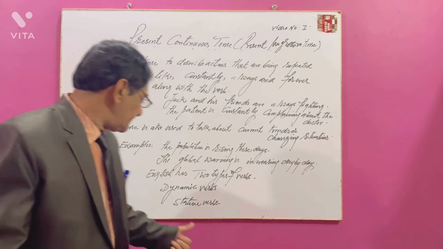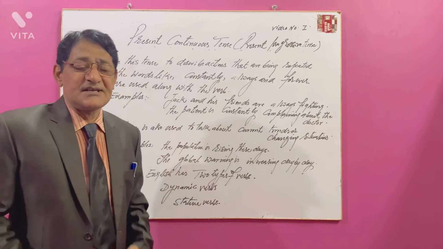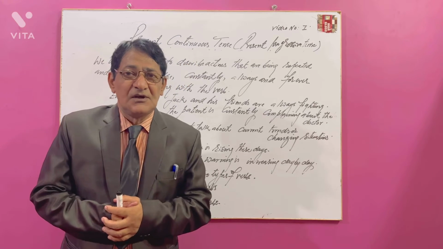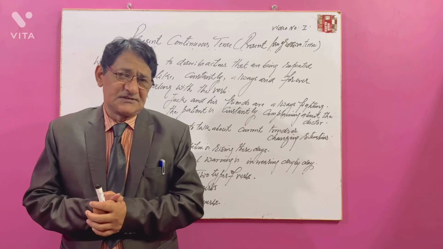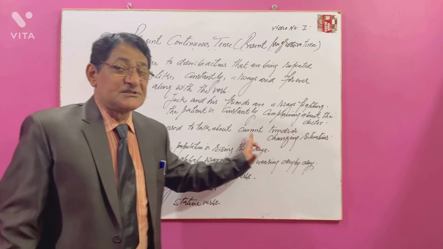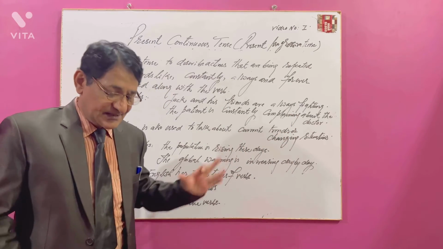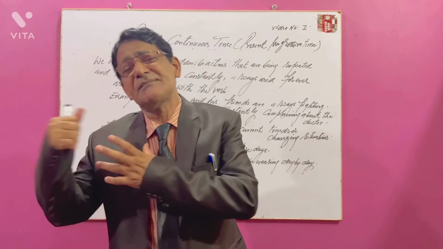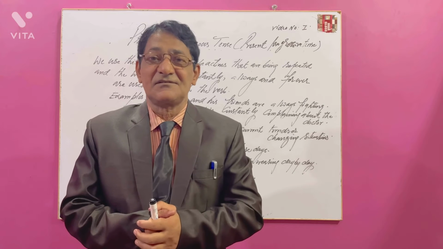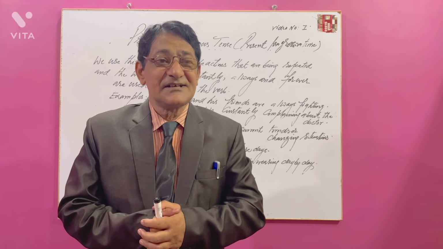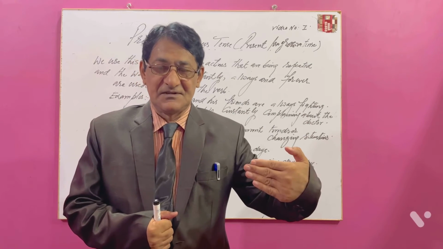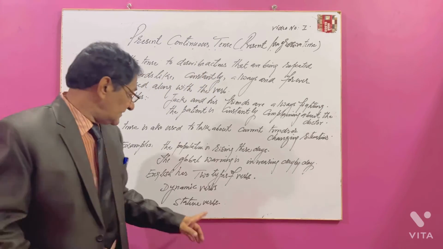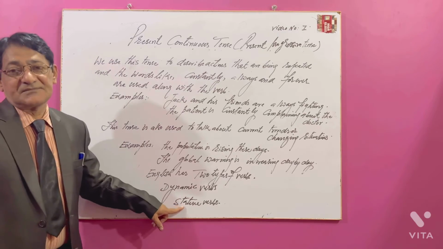But actually here, stative verbs show us emotion, belief, hate, love. This is related to the emotions. So present continuous tense cannot be applied there. I can't say that I am loving my friends. I am liking my friends. That's wrong. Or I can't say he is hating me. Present continuous tense actually is not applicable in case of these stative verbs.